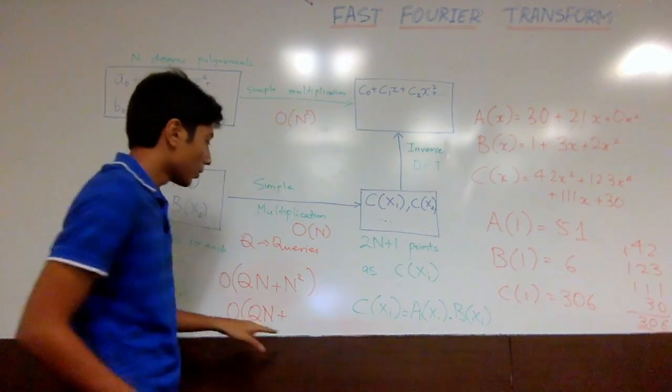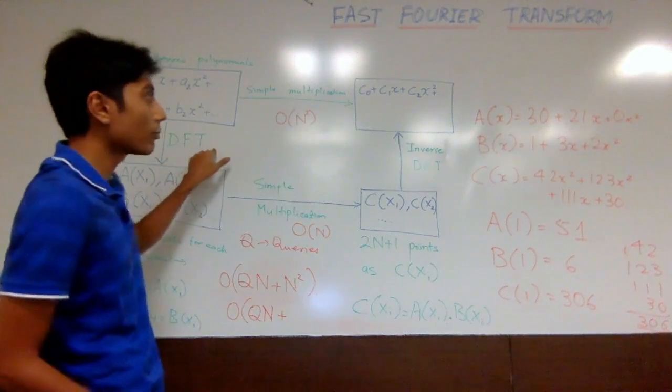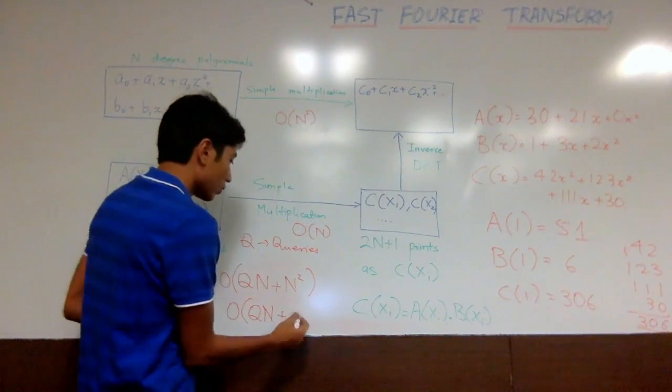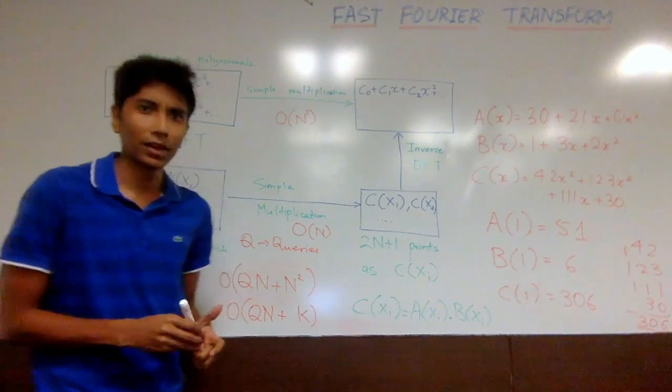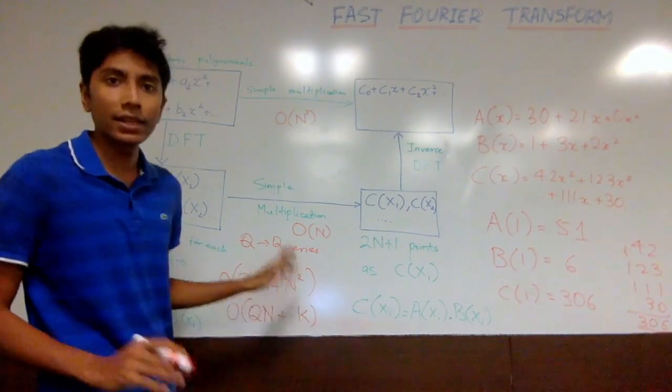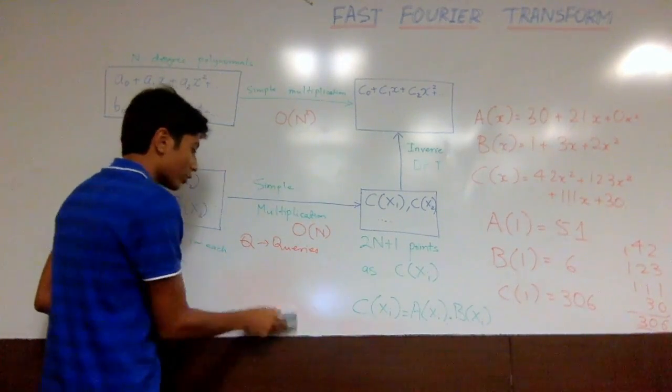Qn time. But actually evaluating this could be sped up using DFT and inverse DFT. So we'll see what complexity is there. Let's call it K. This K should be better than n square. That's all that we want. Okay, so let's get to it.